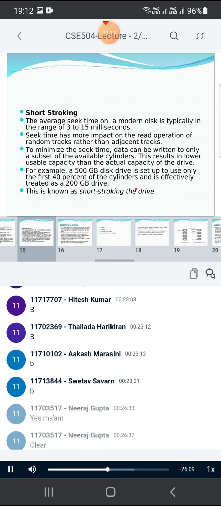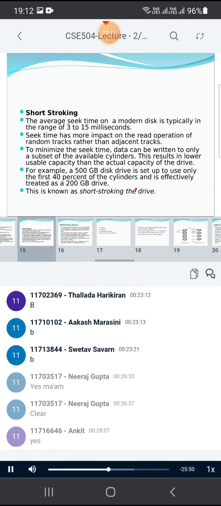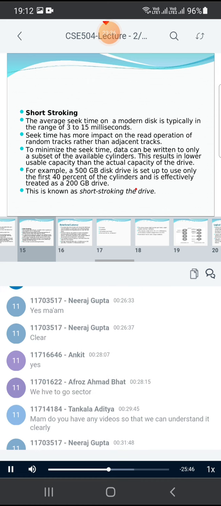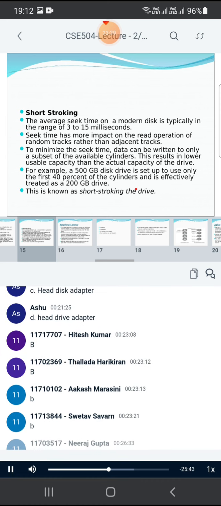But the limitation or drawback is that this would be wastage of the disk capacity, because we are not using the entire capacity of the disk. हम सिर्फ बाहर वाले 40% tracks use कर रहे हैं, so that the head just needs to move between those 40 tracks. और अगर tracks कम हो जाएंगे, the area which the head needs to cover while performing any operations or for finding a particular location will reduce.